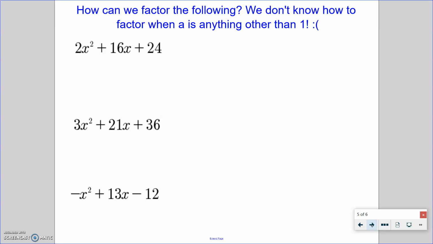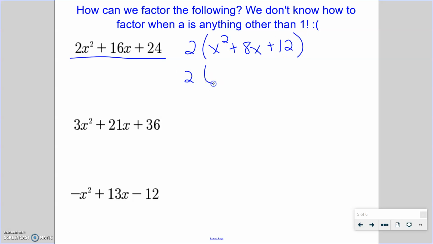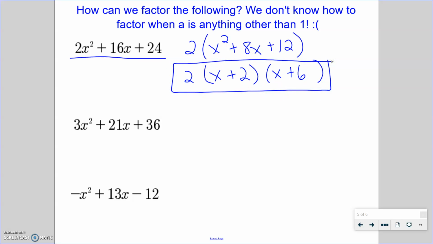Well, here's a little trick. You see how all of these guys divide by 2? What if I take a 2 out of the entire expression, meaning I'm kind of like anti-distributing, kind of like we did with completing the square. And then I factor what's left over. Two numbers that add to give me 8 but multiply to give me 12, 2 and 6, and make them both positive. So you can factor. This right here, taking out the 2, is called a GCF, a greatest common factor.